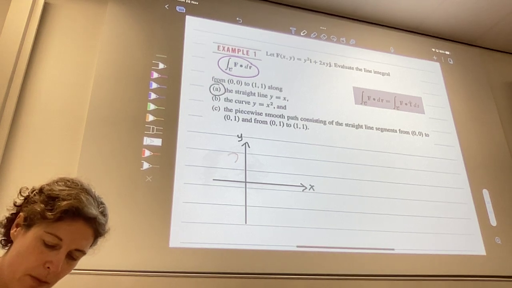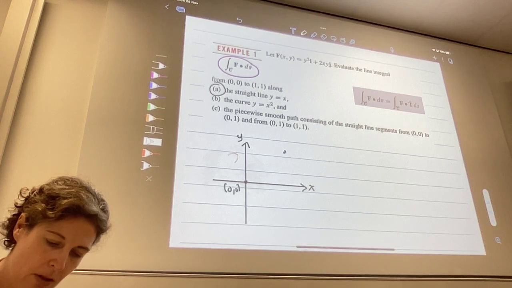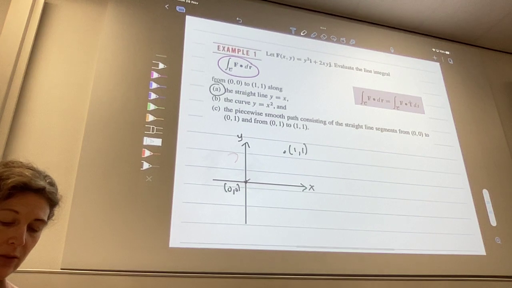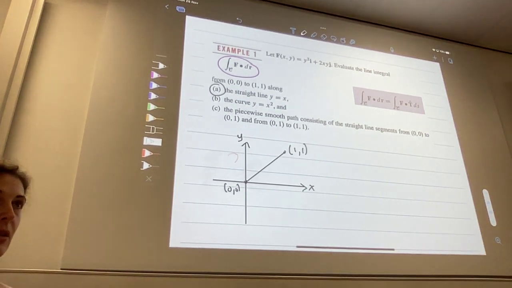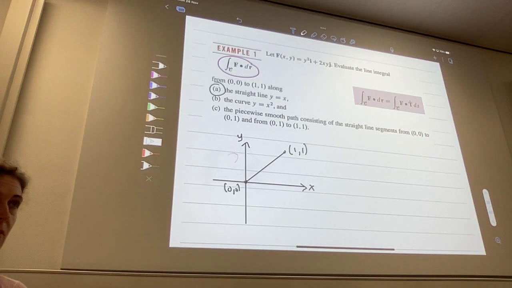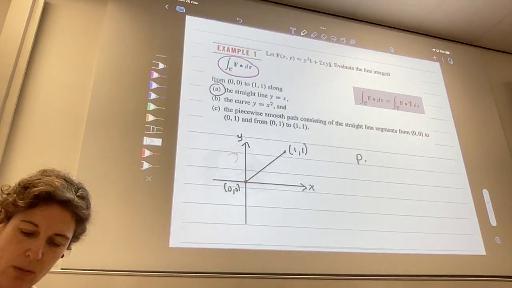Okay, we're going from 0, 0, which is over here, to 1, 1. And for a, we're going along a straight line. So we want that line there. So parameterize however you feel. I'm going to go with the simplest possible one.